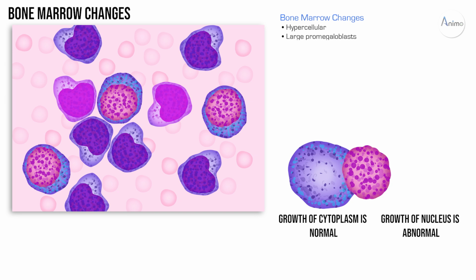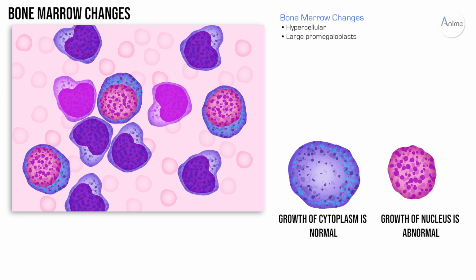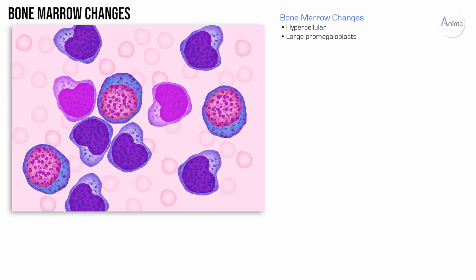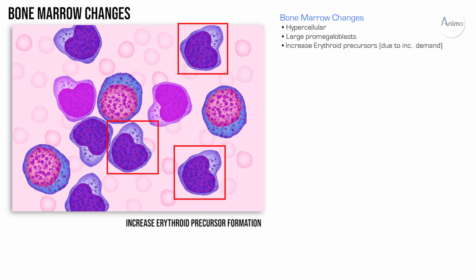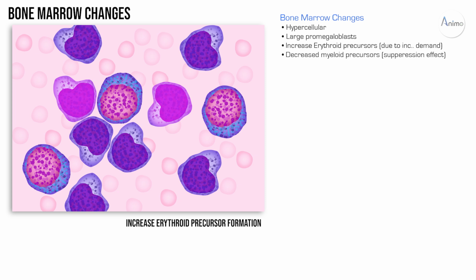So you can see that chromatin is present in a reticular formation or in a specific network formation, which causes enlargement of the nucleus in these cells. So these are called megaloblasts. There is increased erythroid precursor formation because there is increased demand for RBCs. Also, the formation of other cells is decreased because of the suppression effect of increased demand for RBCs on other cells. So we can see that there is decreased myeloid precursor formation, such as granulocytes and agranulocytes. And this phenomenon of decreased formation of all the normal blood cells of the body is called pancytopenia.